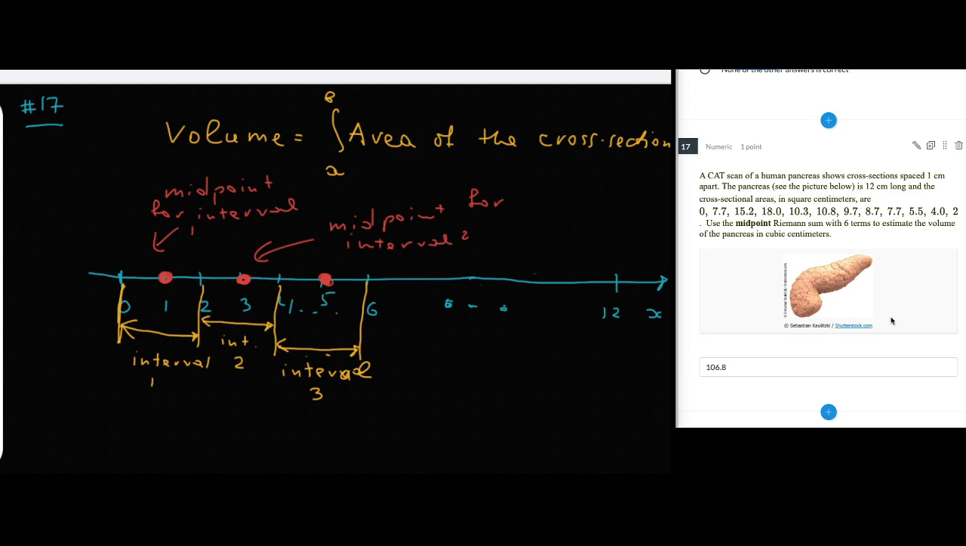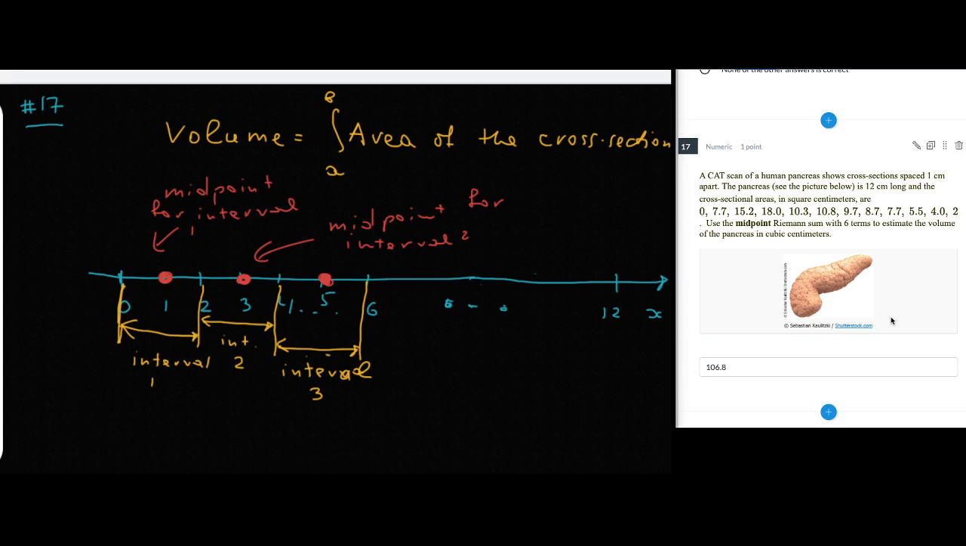So we're going to look at the value of our function. And what is our function? Our function is the area of the cross section. So the value of our function that we're integrating at the evaluation point taken from the first segment is the area of the cross section at x equals 1. That is the second number in the list of numbers that we are given. So in other words, 7.7.